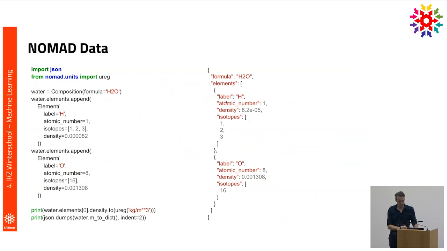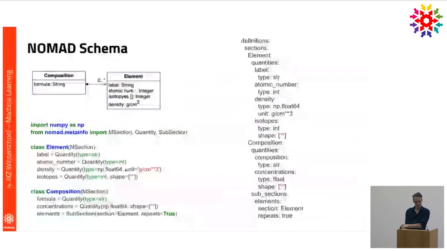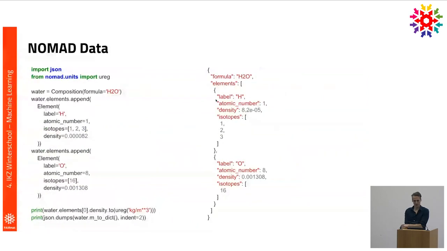And the cool thing about this data, even though it looks just like a JSON record, is that it tells you more than just a JSON record, because it's associated to the schema. You know that this is a composition, and you know that these are elements. And if you look at the schema, especially when it is augmented with an English description and information about units, as we did here for the density, we said the density of an element is a floating point number, but it has this unit attached to it. So there's more information than what you would just read from this JSON file.